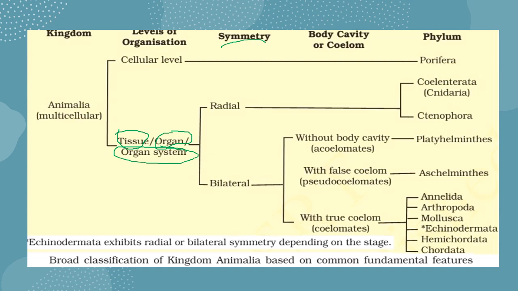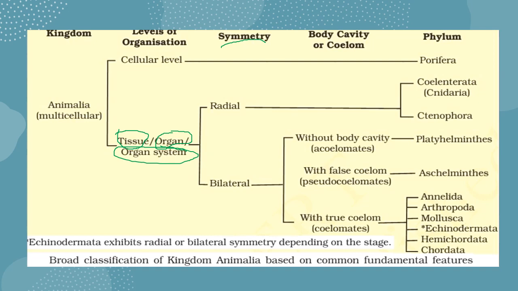This means the second level of classification of kingdom Animalia is considered, that is, what symmetry is found in the organism, whether they have a regular shape or an irregular shape. If the shape of the organism is irregular, meaning there is no fixed shape, then we consider it asymmetric, which is not written in this slide. An organism without a shape is what is called asymmetric.